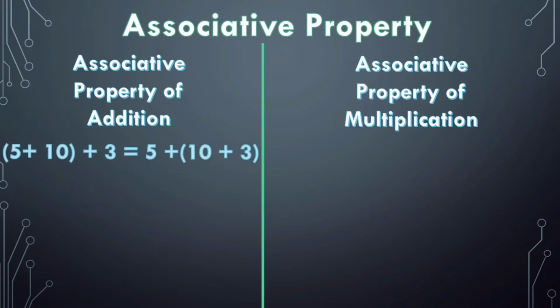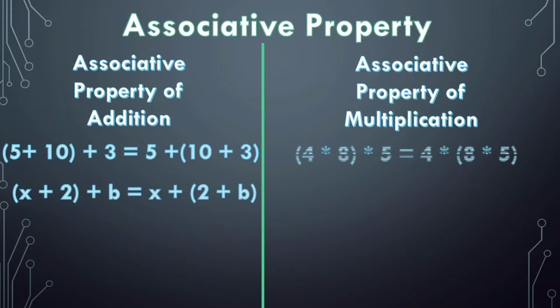So with addition, notice how it's 5 plus 10 plus 3. Well, the other side is 5 plus 10 plus 3. What changed is my group. On the left side, the 10 was with the 5 in parentheses. Well, now on the right side, the 10 is with the 3. Same thing with variables. As long as your order is staying the same and the parentheses are moving, that's what makes it associative. It's associating with a new member of the group. It doesn't change with multiplication, okay, whether it's variables or numbers.